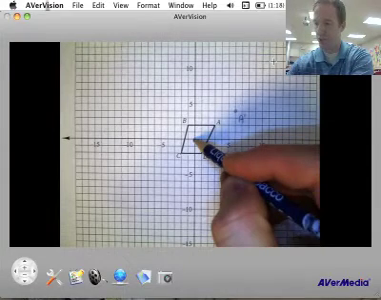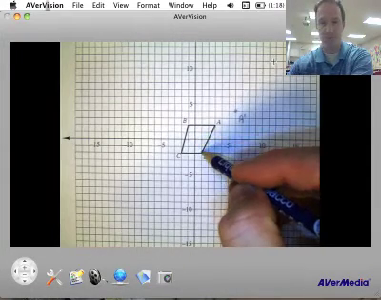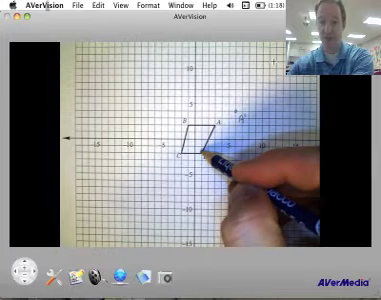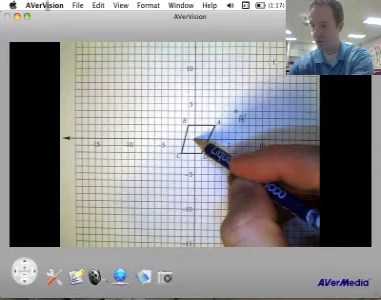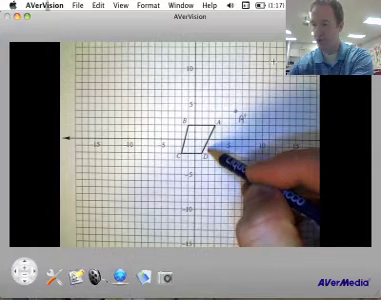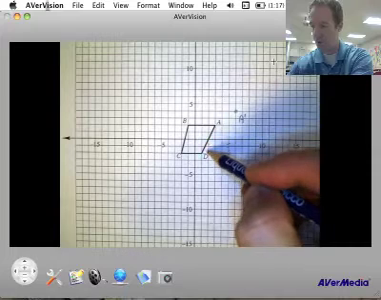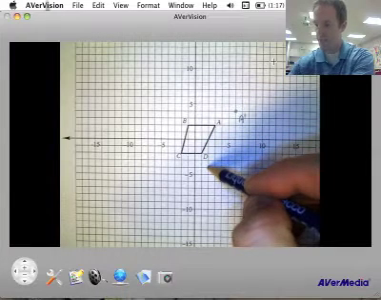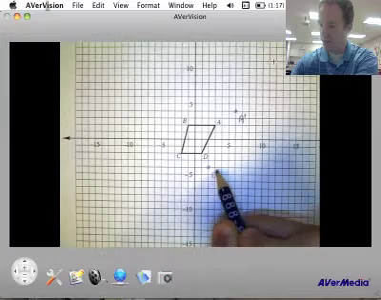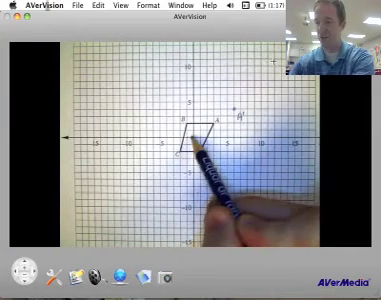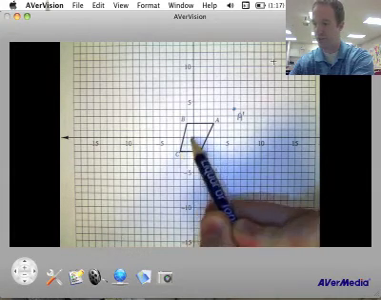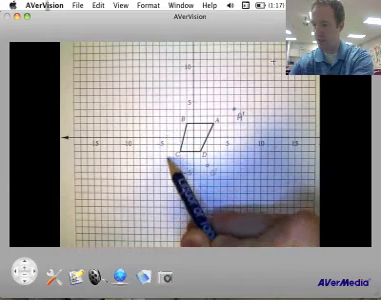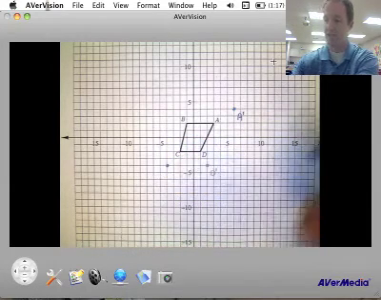To get to point D, you have to go right 1 and down 2. But when you dilate it with a scale factor of 2, you go twice as far. So you don't go right 1, you go right twice as far, which would be 2. And you don't go down 2, you go down twice as far, which would be 4. And there is D prime. To get to C, you go left 2 and down 2. But again, we're going to go twice as far. So instead of left 2 and down 2, we're going to go left 4 and down 4. Again, twice as far in each direction.